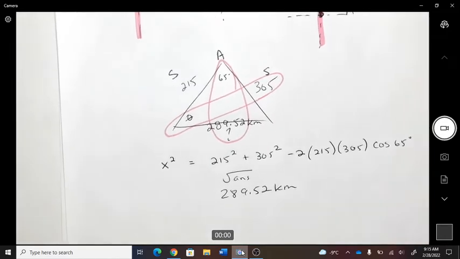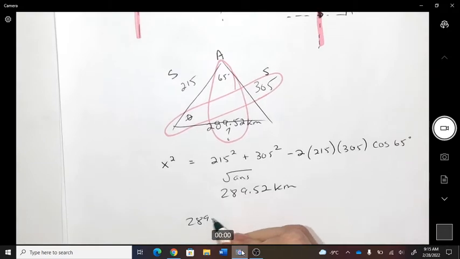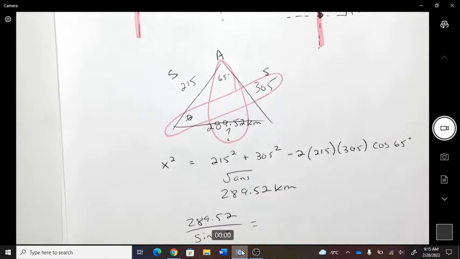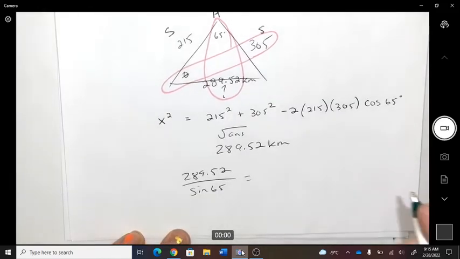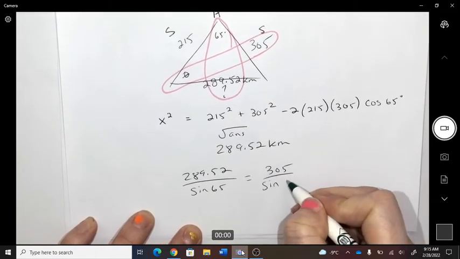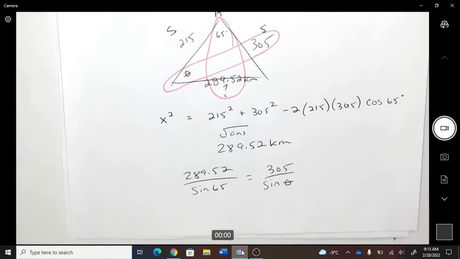Okay, so 289.52 over sine 65, and we got a 305 over sine of some angle. Times, divide, and then you're still going to have to inverse on this one, right? See if you can work it out.